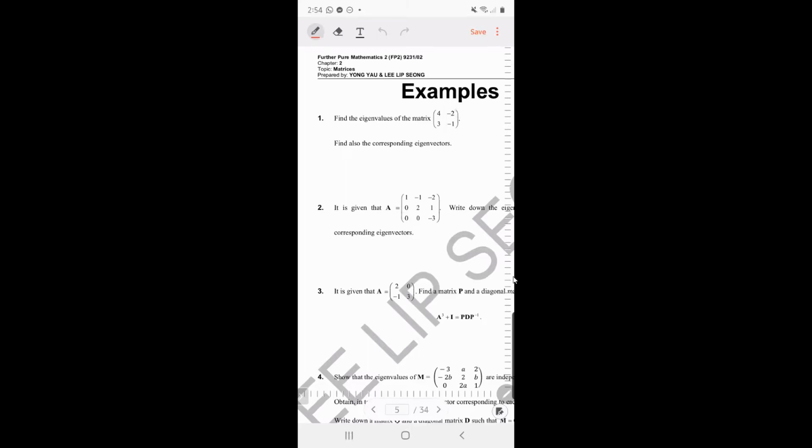4, 3, -2, -1. Now let's say I call this matrix A to make our life easier, because I'm going to use the notation A minus lambda I, determinant of A minus lambda I, and so on. So I will call this matrix A. And then the second part is find the corresponding eigenvectors. Now you know that this is a 2 by 2 matrix, so you are going to have 2 eigenvalues, 2 eigenvectors. So now we have to find the first one.